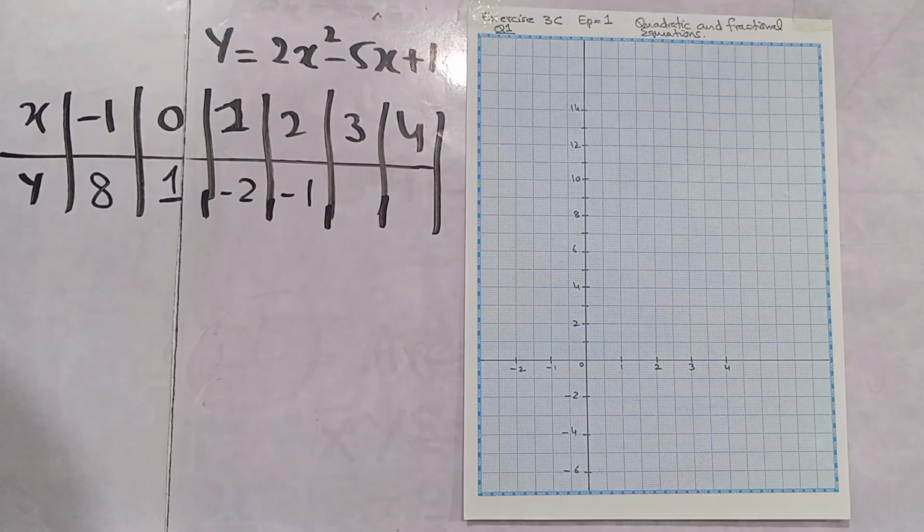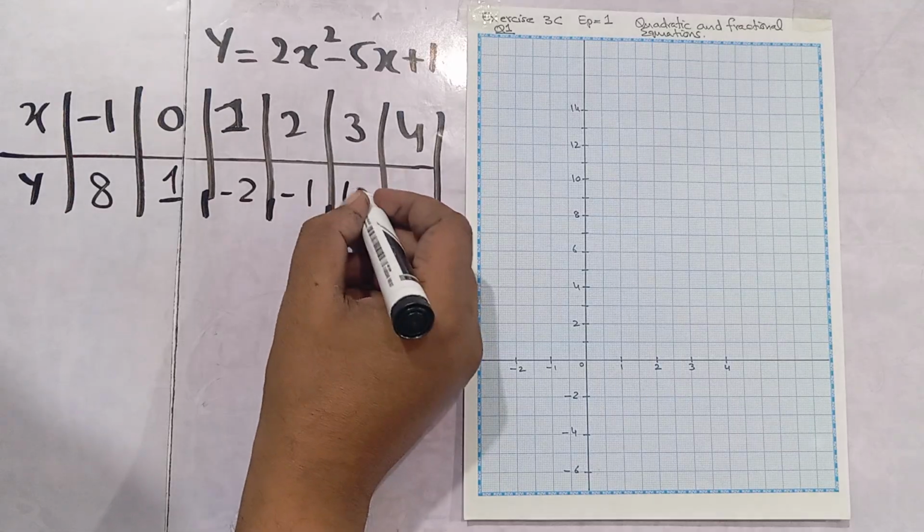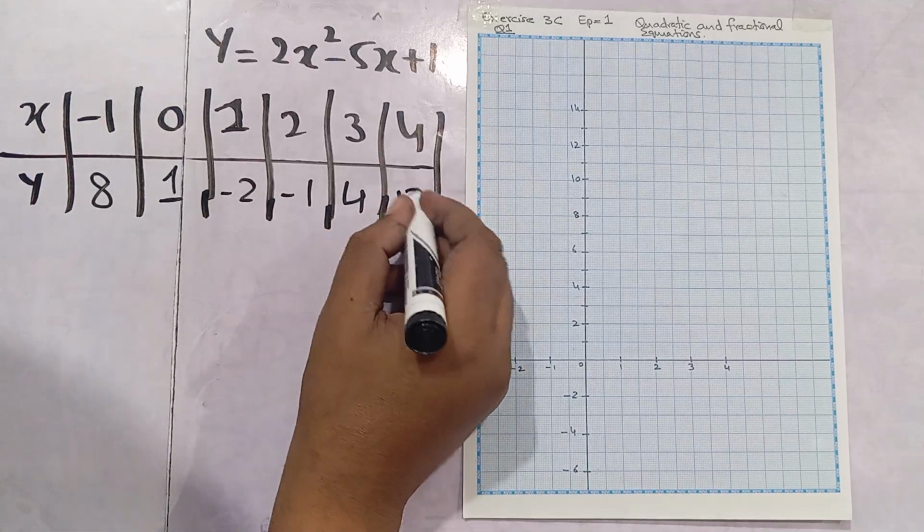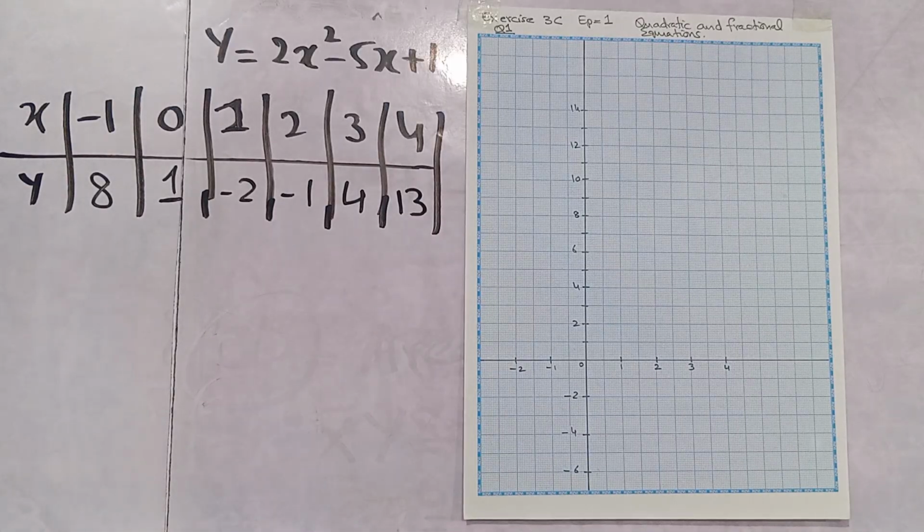Then you will have 2 multiply 3 squared minus 5 multiply 3 plus 1 equals, that is 4. Then 2 multiply 4 squared minus 5 multiply 4 plus 1 equals, and that is 13. So this is the table, and I hope you understand. With the help of the calculator, we have completed this table. And now I will plot this graph.